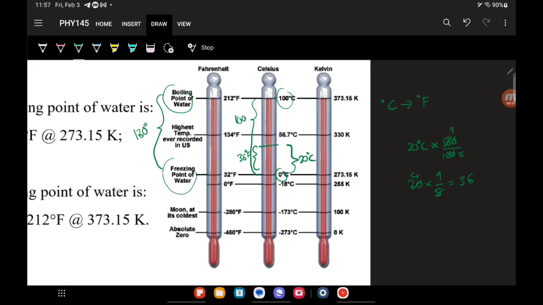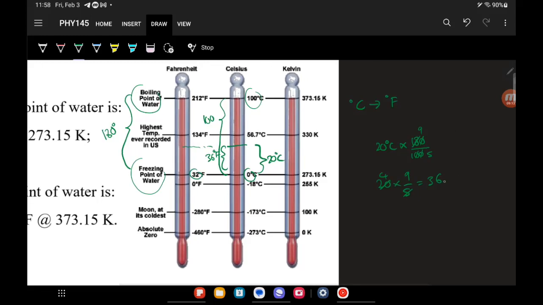But this is starting from 0. So this 20 increment is starting from 0, and the incremental for Fahrenheit is 36. Of course, the temperature in Fahrenheit will not be 36, because it starts from 32. So from this 36, we need to add another 32. In general, what we have done here is a multiplication and then we plus 32.